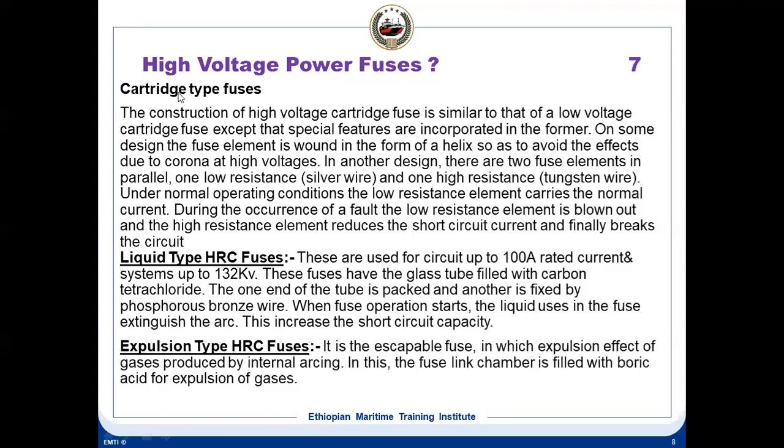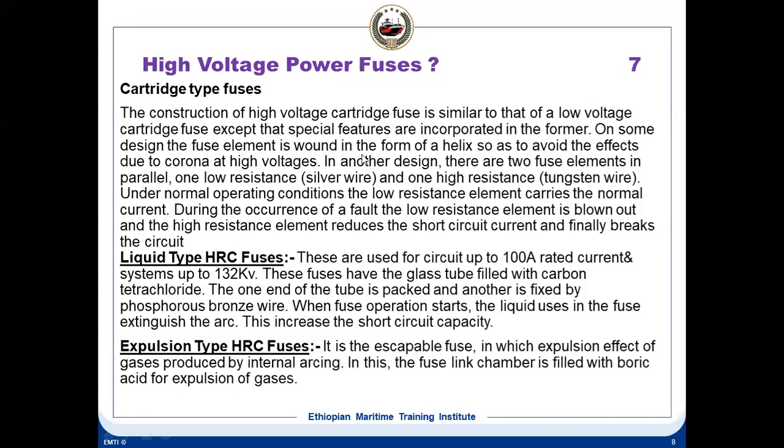See, for high voltage we have three types of fuses: cartridge type, liquid type and explosion type. We are using cartridge type fuses onboard ship. Explosion type fuses are used only on shore, where they have high power, high tension cables. Cartridge type fuses are the same as a normal low voltage fuse, but some of them have two elements in them.